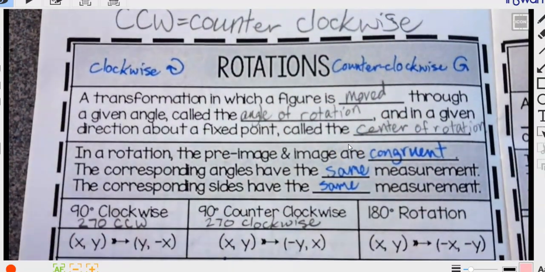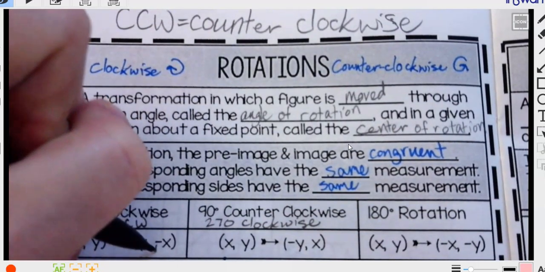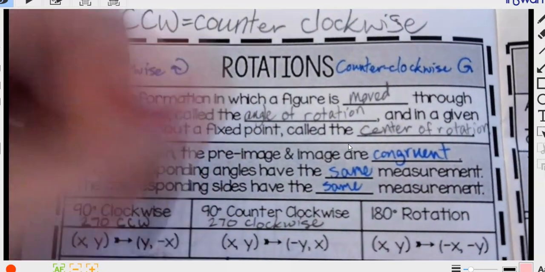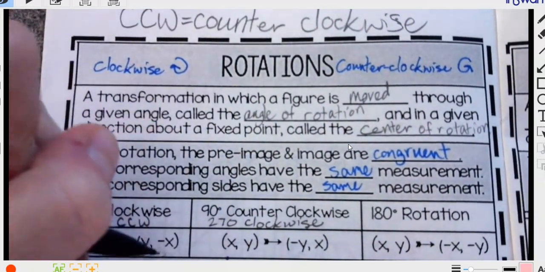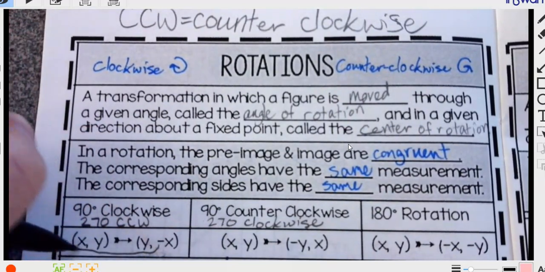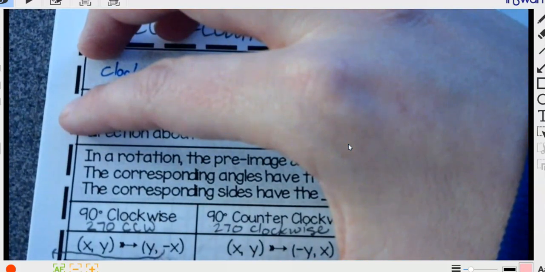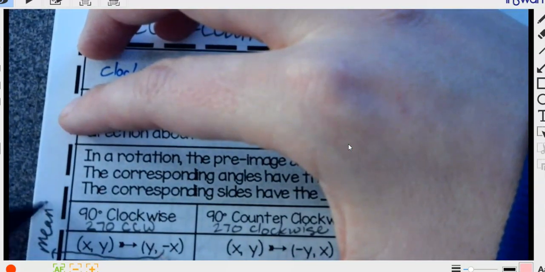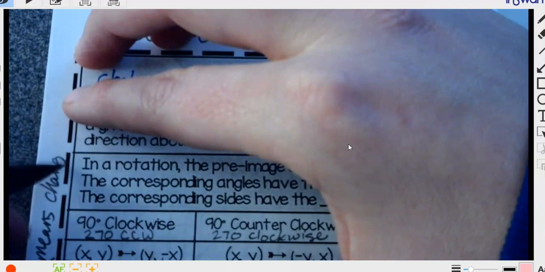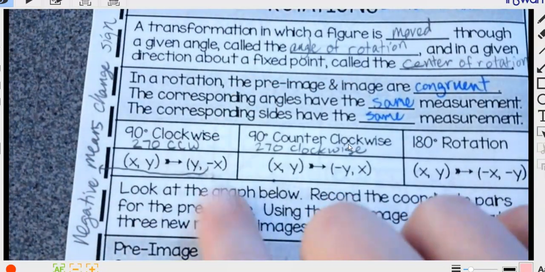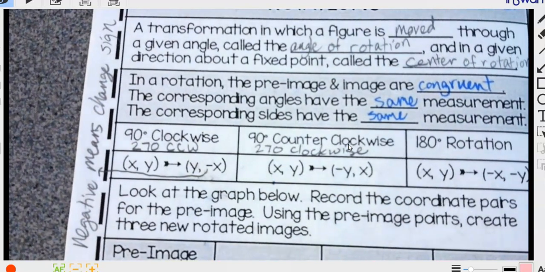And then last but not least, this negative sign means change the sign. Actually, I'm just going to write down here, with a little arrow pointing this way: negative means change sign. All right, I really think that will be helpful because you might forget that negative means change sign. It's the same thing we did for reflections. We changed the sign. Just don't forget that.